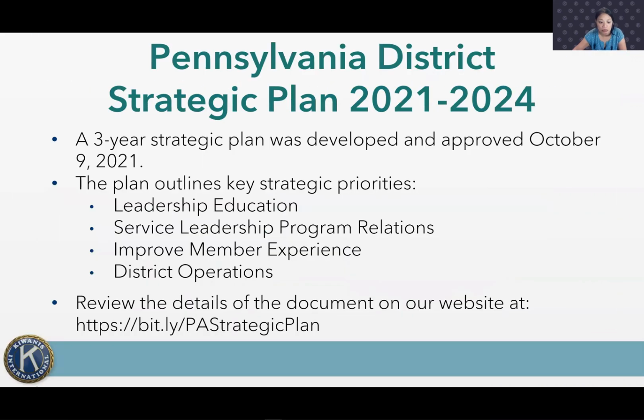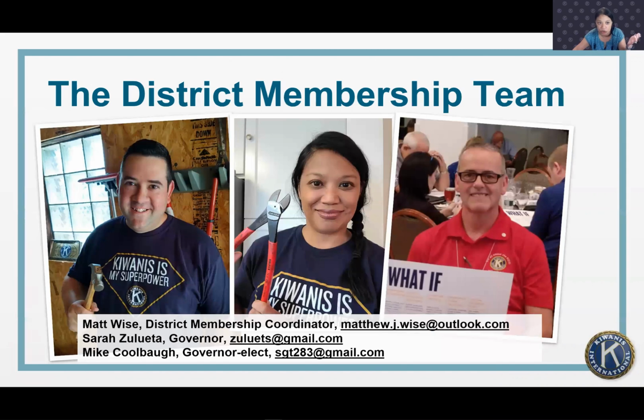And quickly, our district membership team starting October 1st will be Matt Wise as the district membership coordinator. I will be on there. I will be taking probably a different role, still working on that one, on the membership team. We're looking at splitting it out to new club opening and strengthening, 2 different roles. And then we also have, of course, our governor-elect, Mike Kuba. He will be the governor starting October 1st.